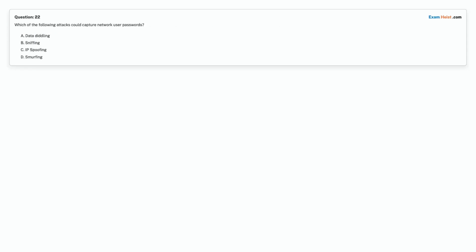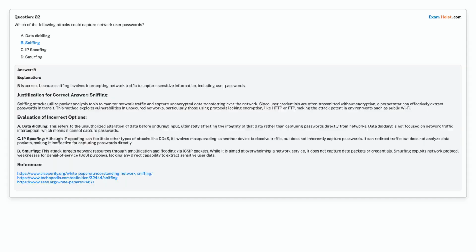Question 22. Which of the following attacks could capture network user passwords? Option A. Data diddling. Option B. Sniffing. Option C. IP spoofing. Option D. Smurfing. Choose the correct answer. Correct answer is option B, sniffing.